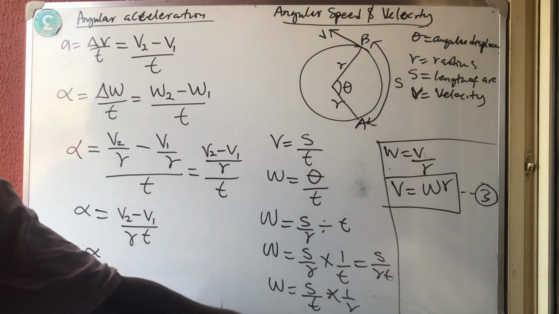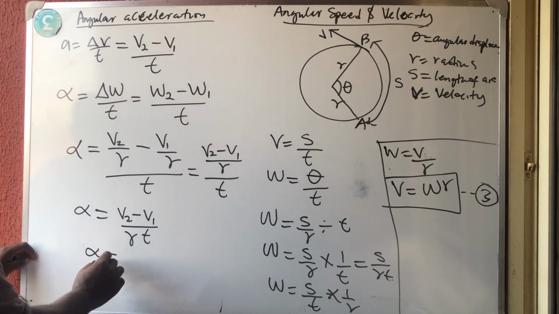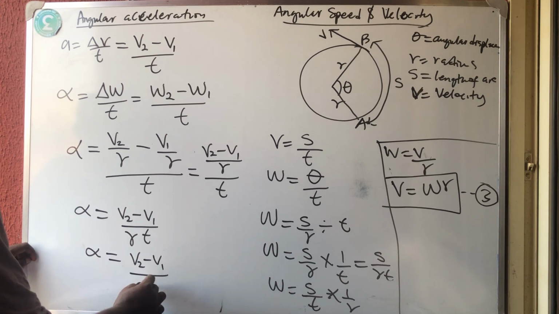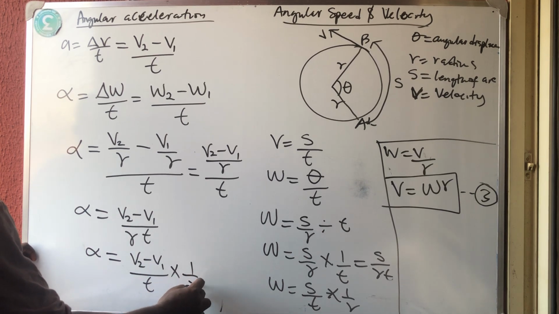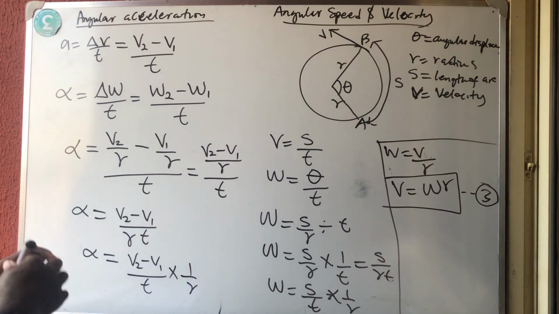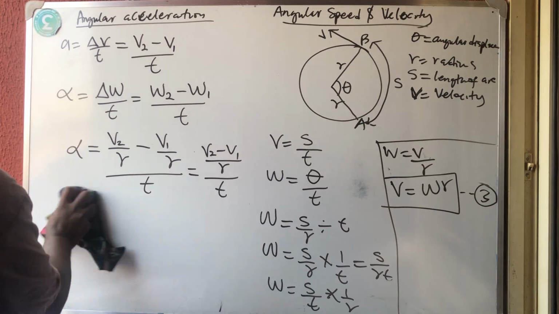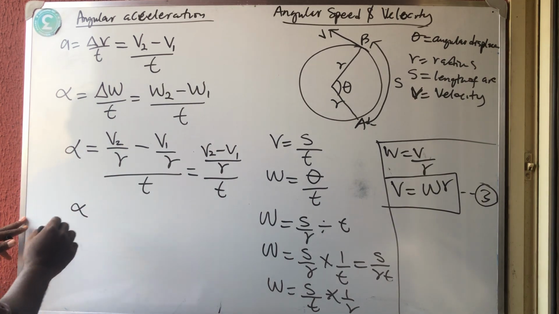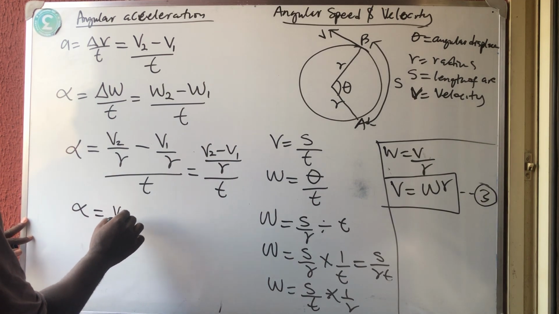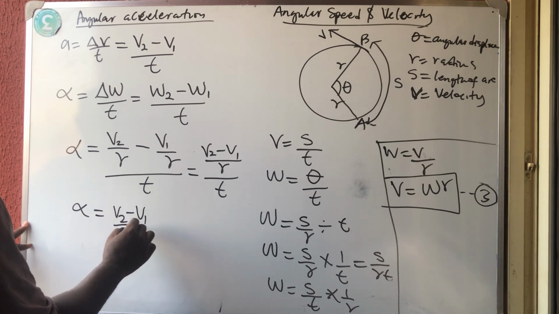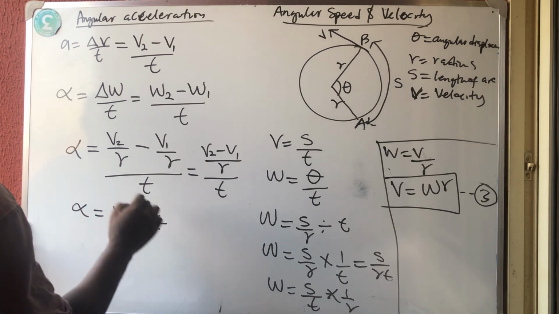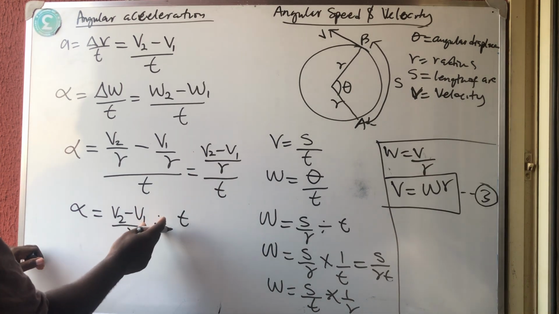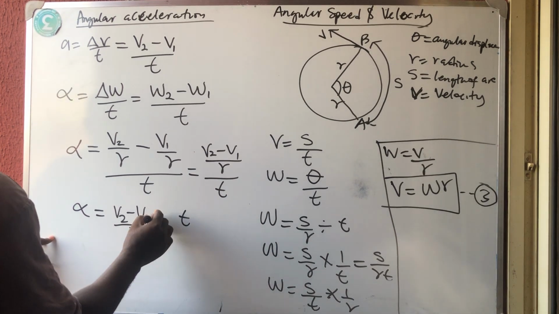Angular acceleration is equal to what? v2 minus v1 all over time times 1 over r. Is it not? Okay, or let me just do it like that. Watch. From here, this means that angular acceleration is equal to what? v2 minus v1 all over r divided by t. Is it not? Which divide can change to times. So to have times 1 over t.